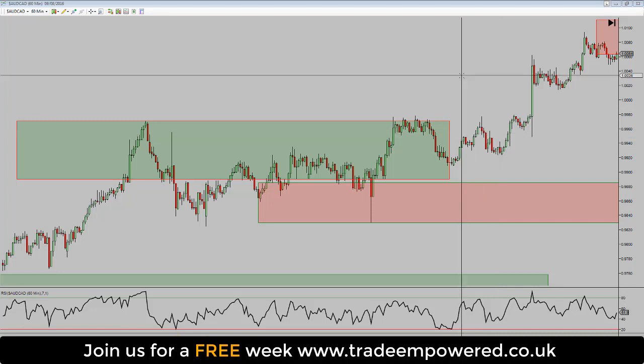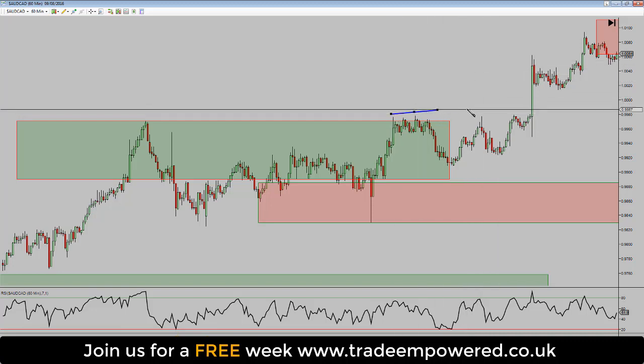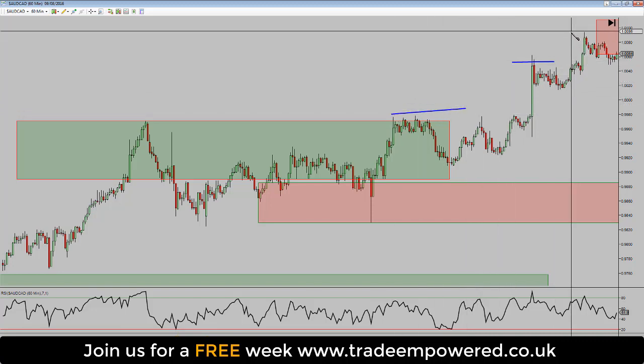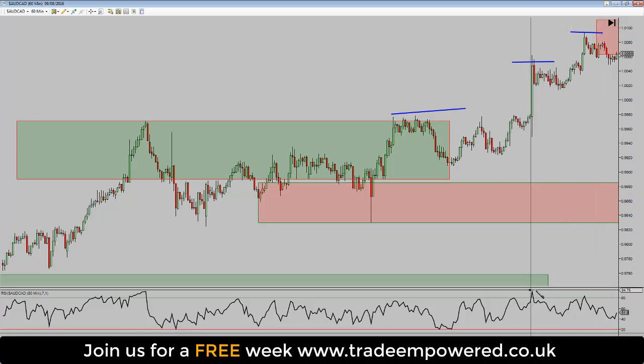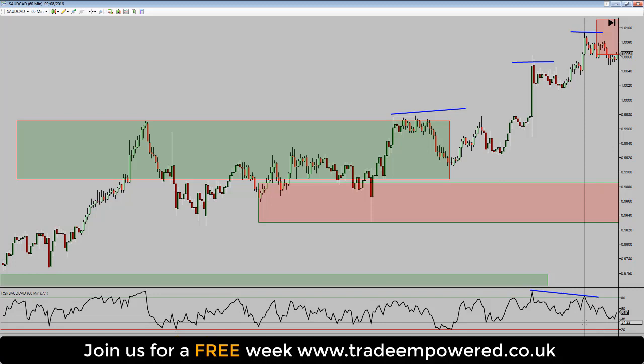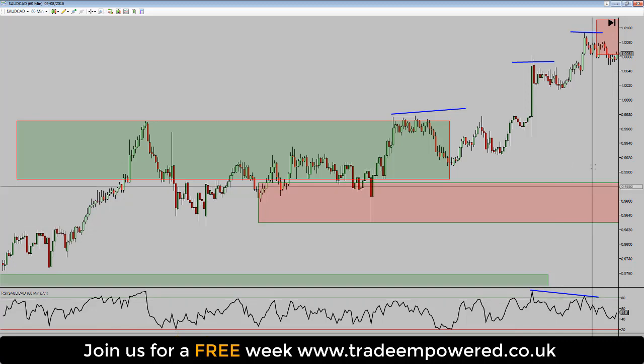So let's look at this chart here, for instance. This is the Aussie CAD. You can see markets putting in higher highs, higher highs, higher highs, and you can see that what RSI's done is put in a lower high here. Okay, so we've got higher highs, bullish trend, lower highs on the RSI.